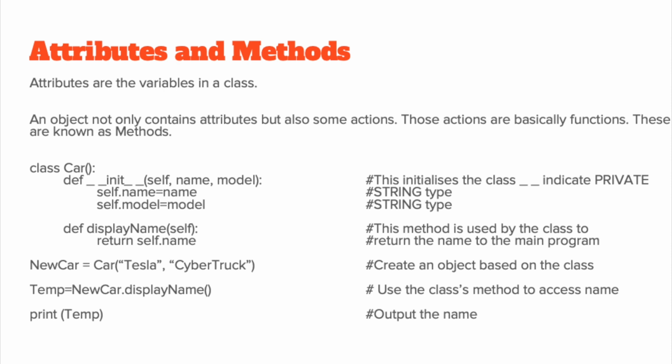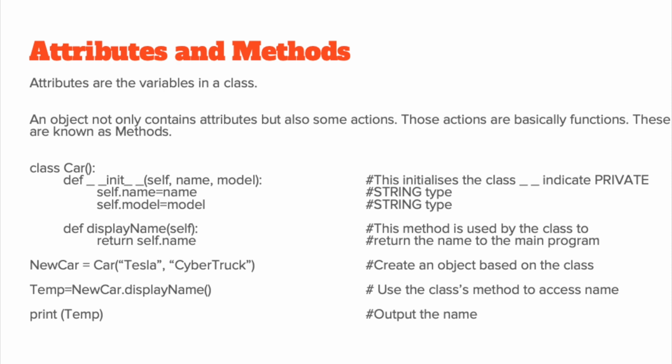But what that initialization one does is it sets up the variables that need to be used when you create an object. So in this case, self refers to the class, name and model are the two inputs that will come in, and self.name will be the name and self.model will be the model. And this is the normal convention. So basically we set the name and model when we initialize an object of the class car.